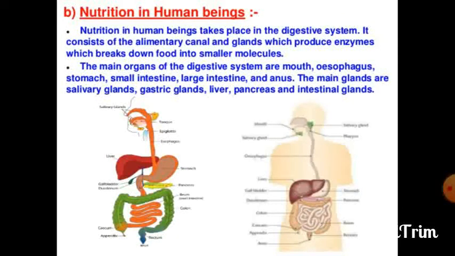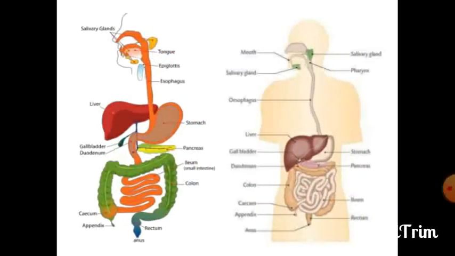Nutrition in human beings. In us, nutrition takes place inside the digestive system, which consists of the alimentary canal and the associated glands. If we look at the different organs of the digestive system, it would be visible in our next slide.